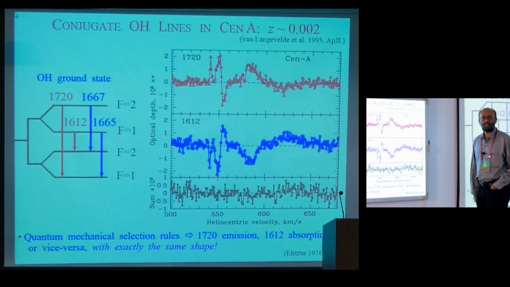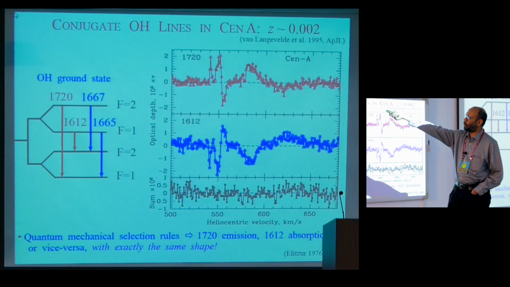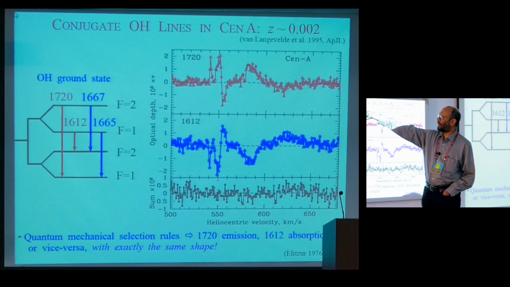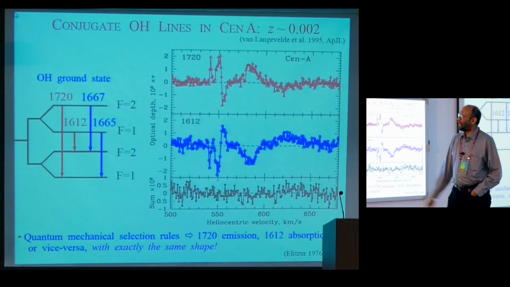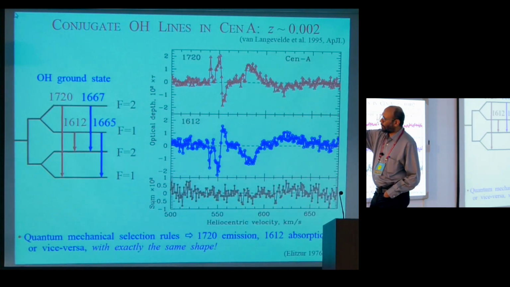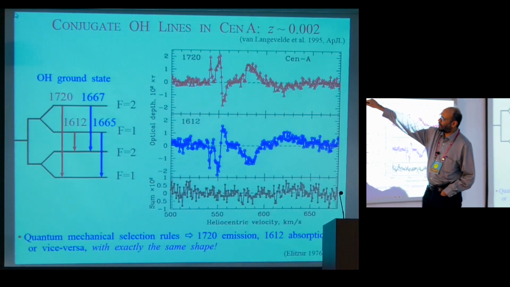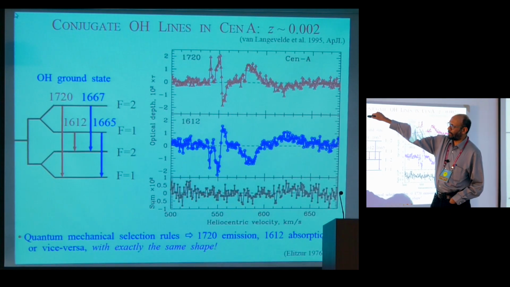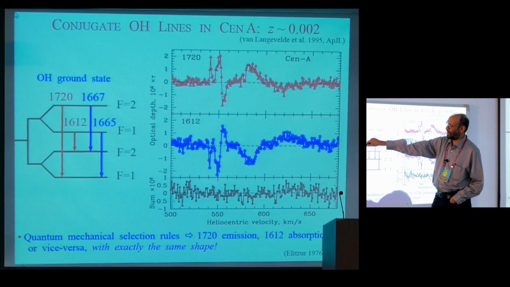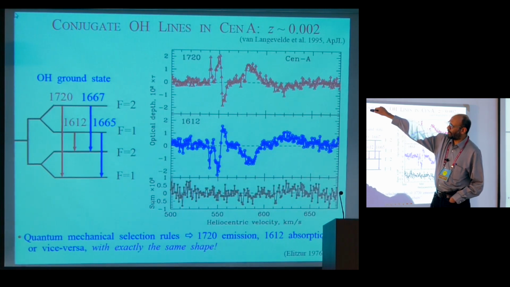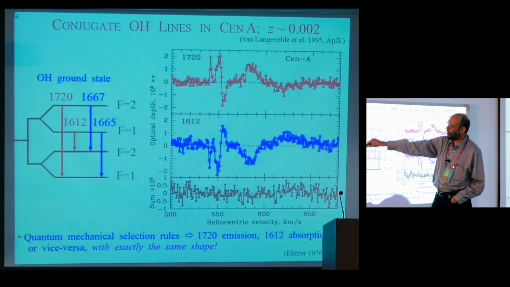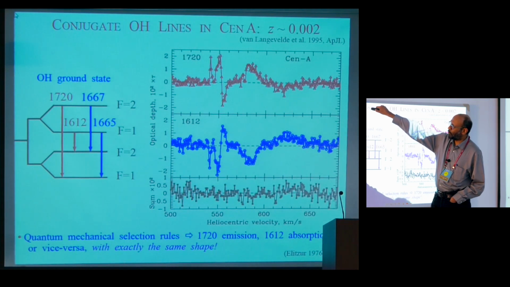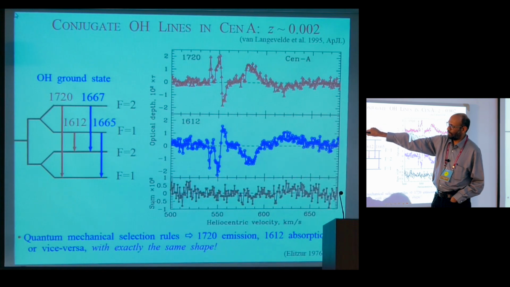This is an example of a conjugate satellite OH line in the local universe, at redshift 0.002. It was found about 20 years ago by Huib van Langevelde. And what I'm plotting here is optical depth versus velocity. Things which are positive in optical depth are absorption, things which are negative are emission, and this is plotted as a function of velocity over here. So you can see the 1720 megahertz line at a velocity of about 540 kilometers per second is an absorption, it is a narrow component. At exactly that velocity, 1612 is an emission.